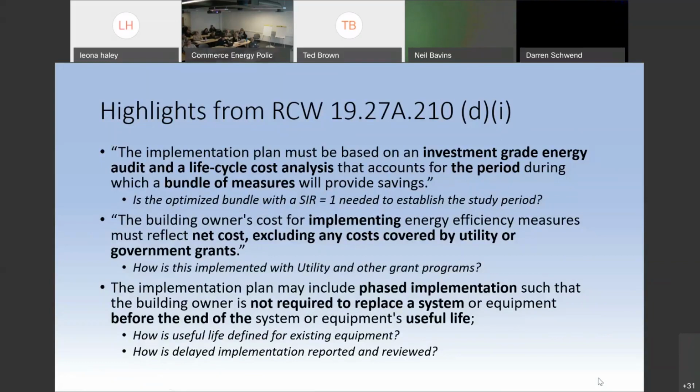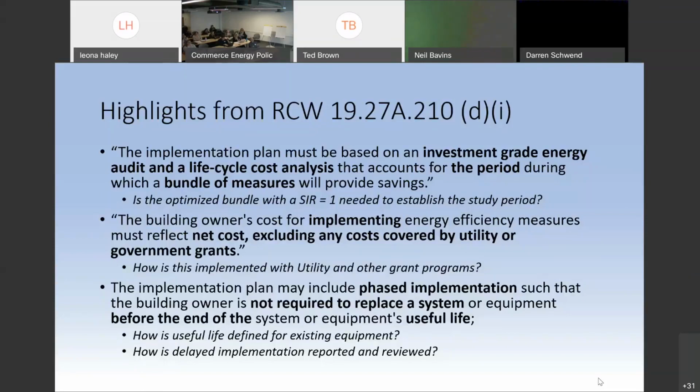We're talking about life cycle cost analysis. And they mentioned the period. Remember when I was talking about the study period, that point in time at the end? It's not necessarily defined by anything within the NIST standard. There is some guidance within the law that talks about it being set by the longest measure within an optimized bundle. So maybe your study period is defined in that fashion.